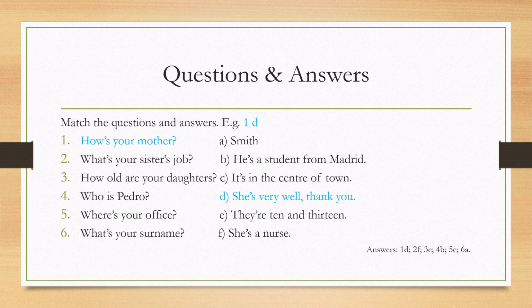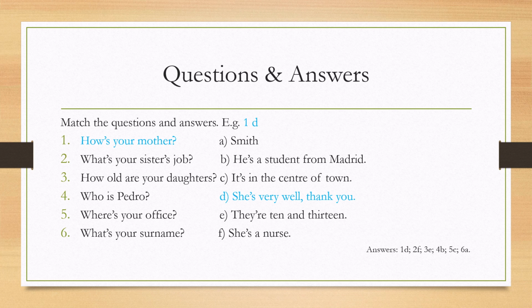What's your sister's job? Now, this question is starting with a what. So I need something that looks like a job. It can't be A, that's not a job, it's a name. It can't be B because, first of all, it starts with he. So that's talking about a man. And where we want a job, we want a thing, right? It can't be C because that's giving us a location. D, we already did. E is talking about numbers, and the only job I see is F.